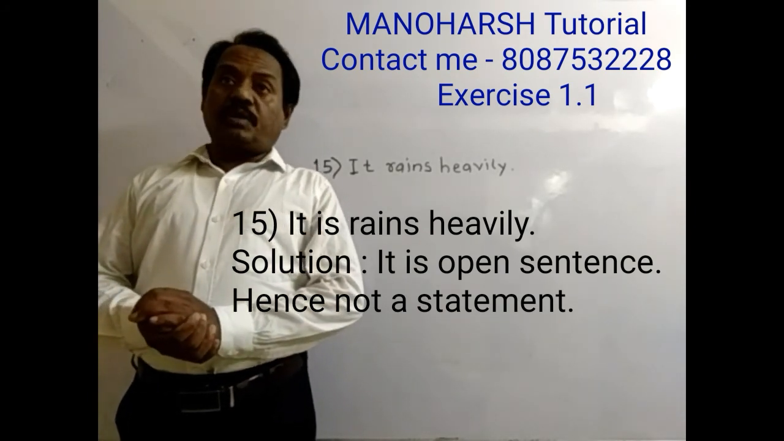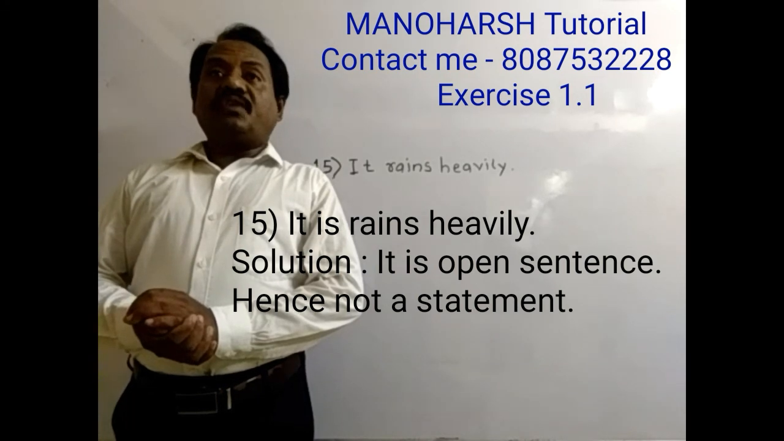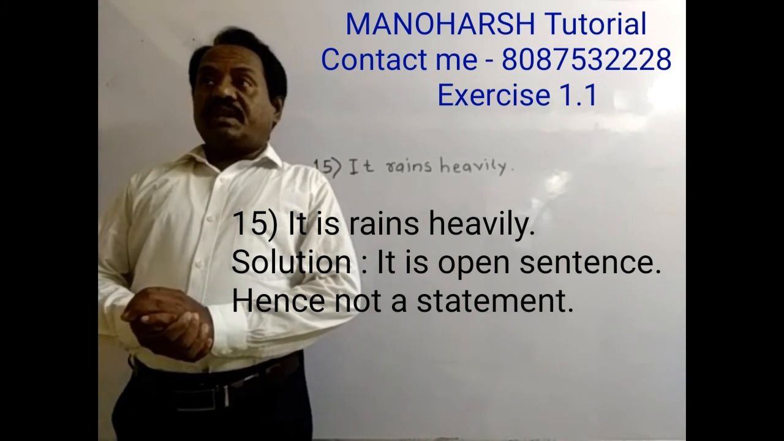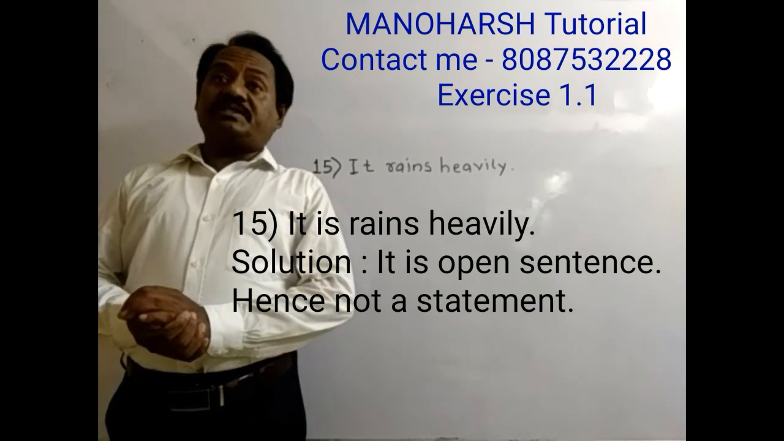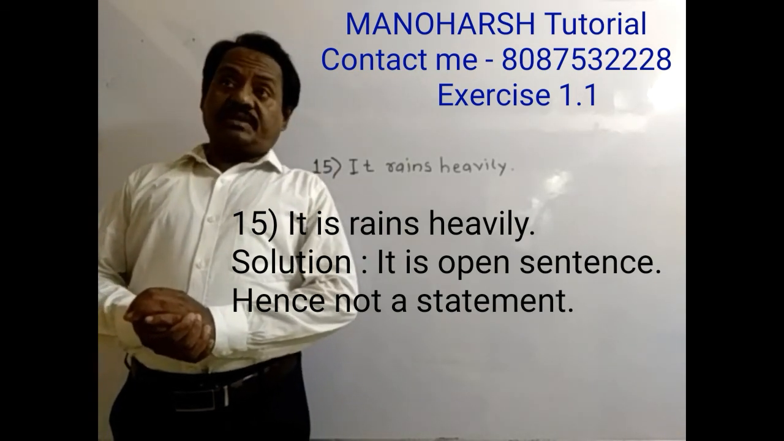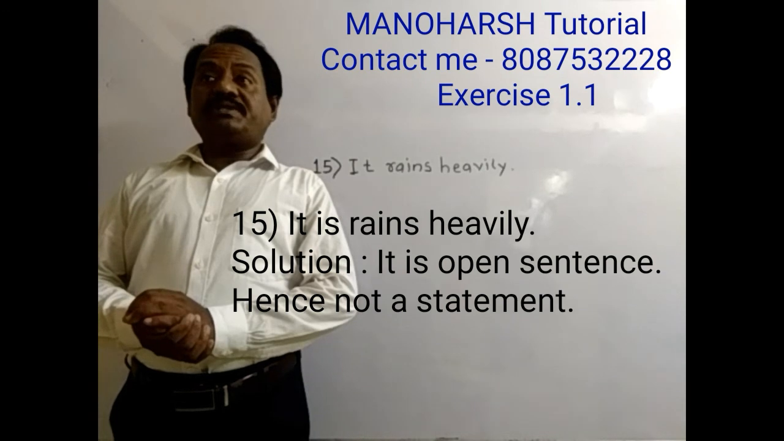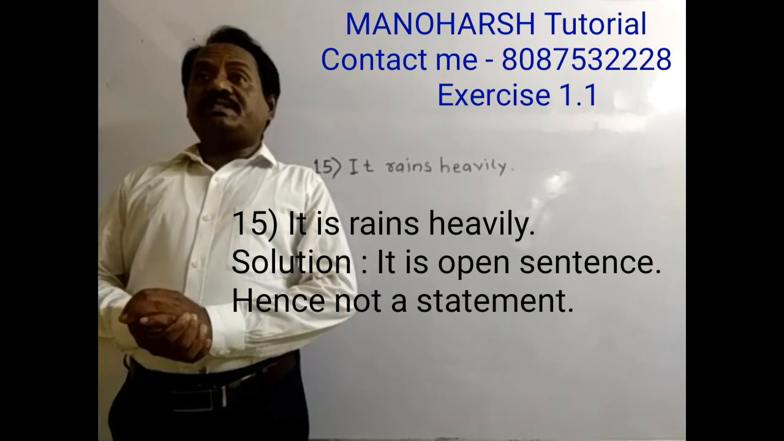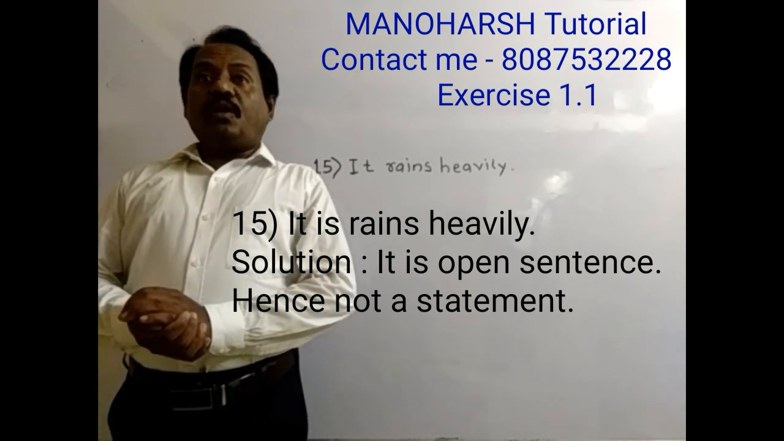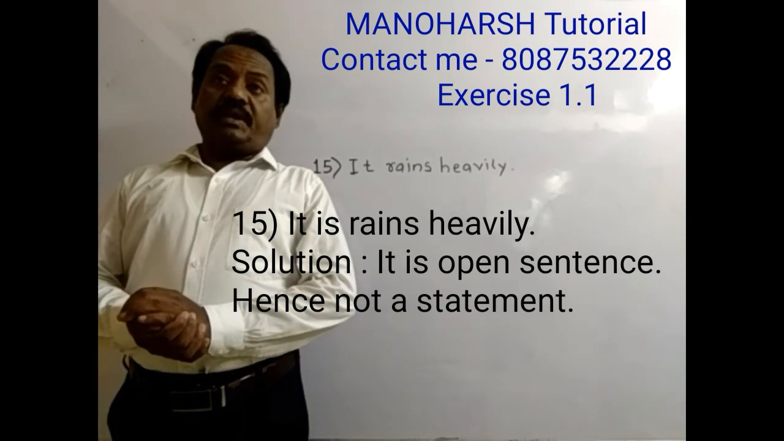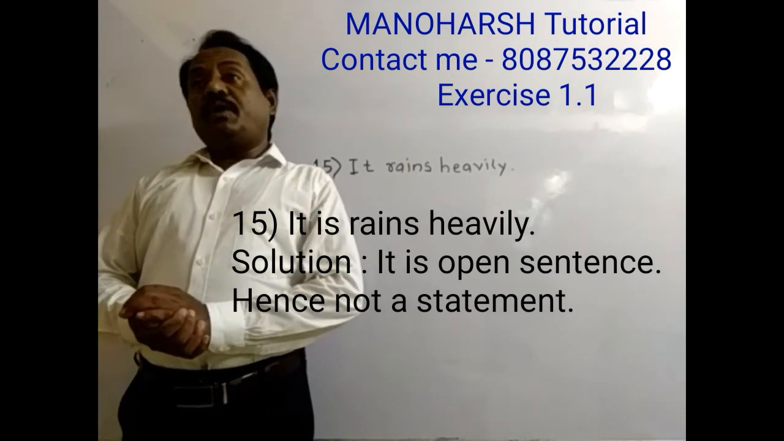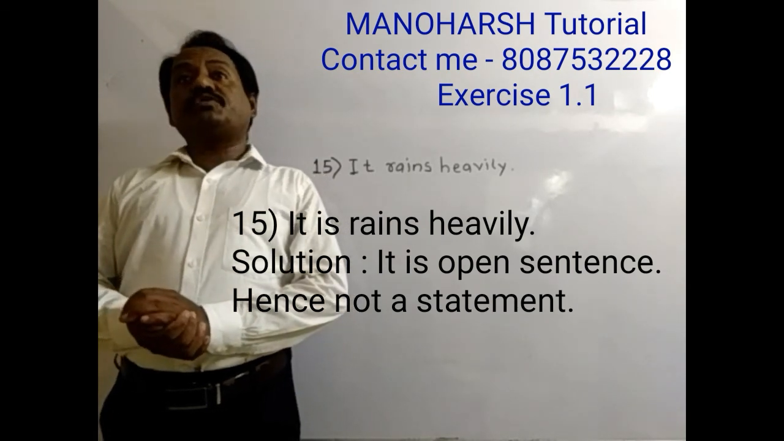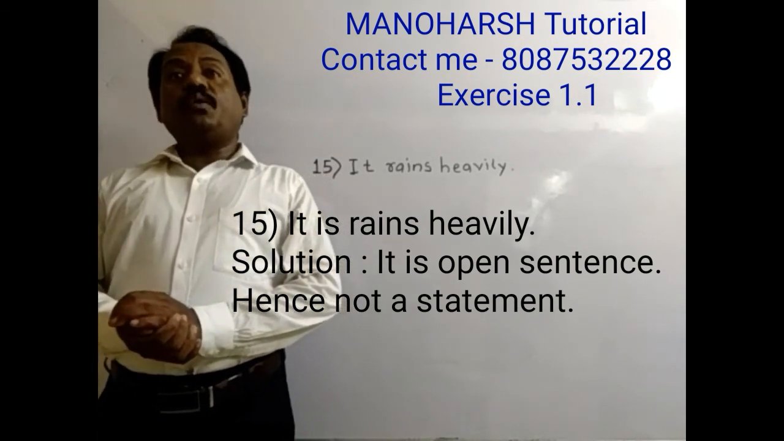ये सेंटेंस फॉल्स होगा. And therefore it is an open sentence. At one place it is true but at other place it may be false, and hence it is an open sentence. ये open sentence है, therefore in logic it is not a statement. ये open sentence है इसलिए ये logic में statement नहीं होगा. अब statement नहीं है तो इसकी truth value भी नहीं होगी.